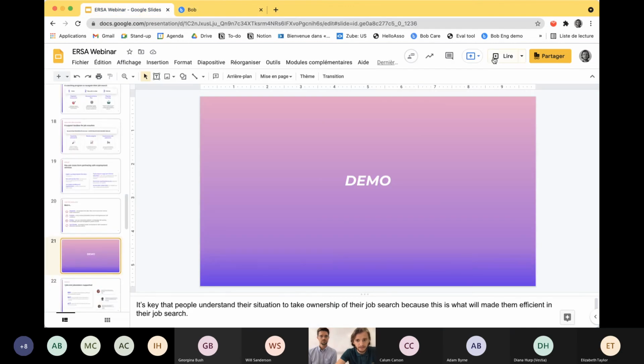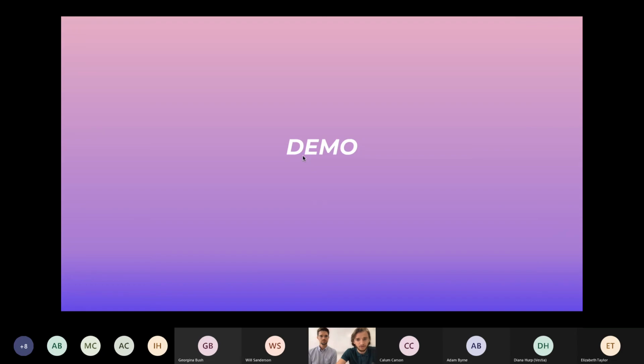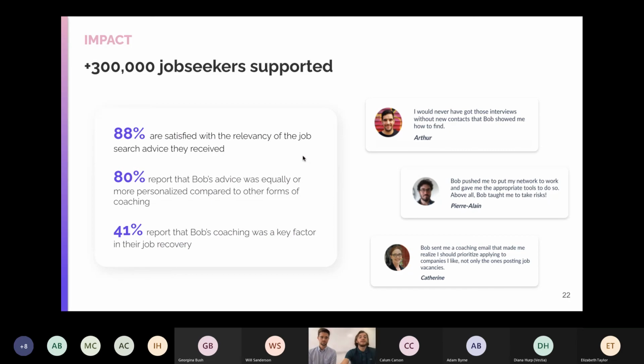And so today, I will show you this. We've been able to support more than 300,000 job seekers. And what we are trying to do, which is really important for us, is to have an impact on employment outcome. This is really key to us. And so we've built inside of Bob an automated impact measurement framework to track impact metrics. And those are the three main metrics that we wanted to share with you.